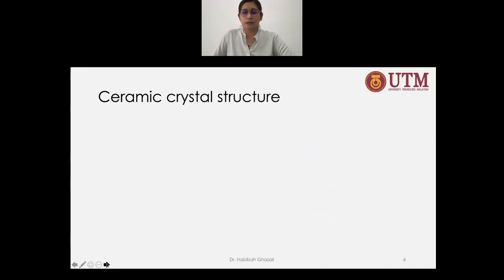All right. So just like metal, some ceramics also have crystal structure and some of them don't have crystal structure, but we're going to have a look at the ones that have a crystal structure as well, and how the atoms are packed together.